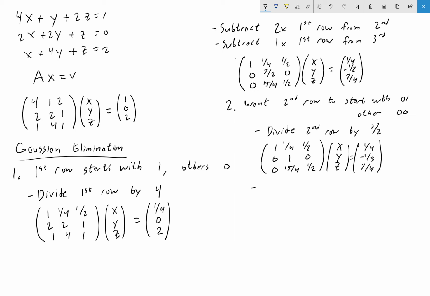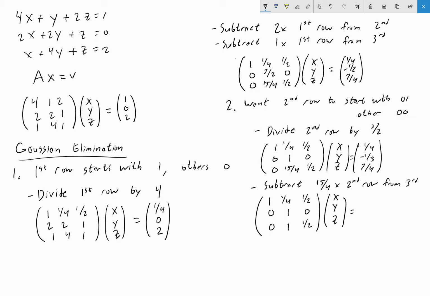Next thing I want to do is some subtraction. I want to make this here a 0. So I need to subtract 15/4 times the second row, and I want to do that subtraction from the third row. So I have 1, 1/4, 1/2, 0, 1, 0, 0, 1. Okay, now what are we going to do here? We're going to take 15/4 times 0, which is 0. 0 subtracted from 1/2 is still 1/2.